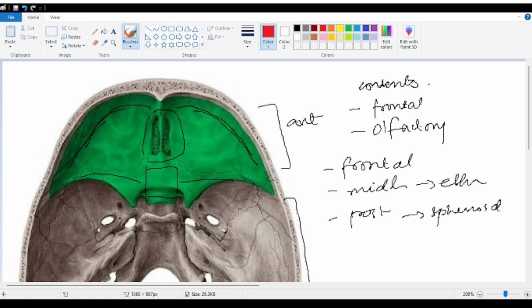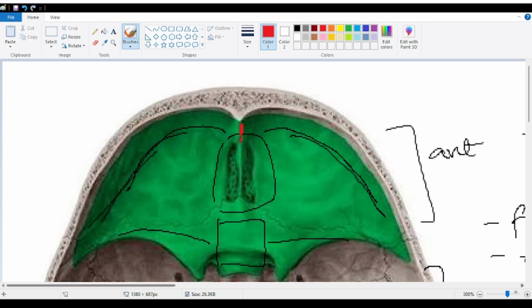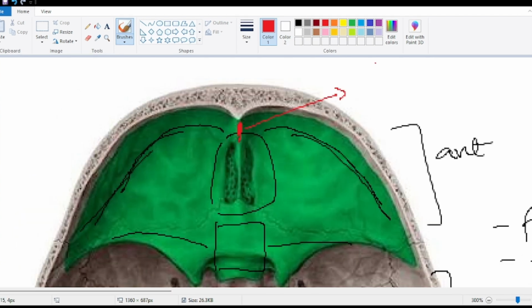Now let's take a look at the key features of the anterior cranial fossa. Over here in the anterior aspect you can see a frontal crest. This is a frontal crest, and this frontal crest is the attachment point for the falx cerebri, and the falx cerebri is basically a sheath of dura mater that separates the cerebral hemispheres.